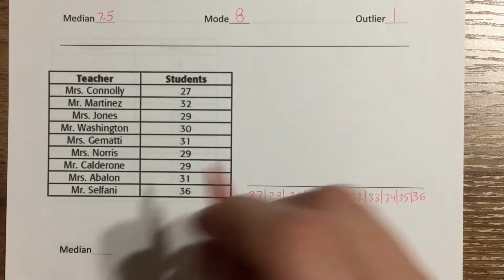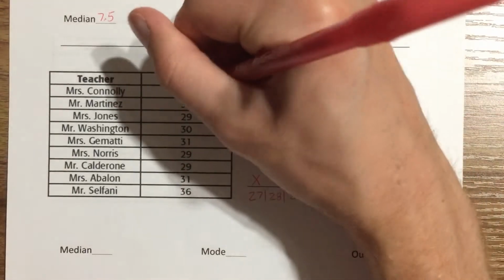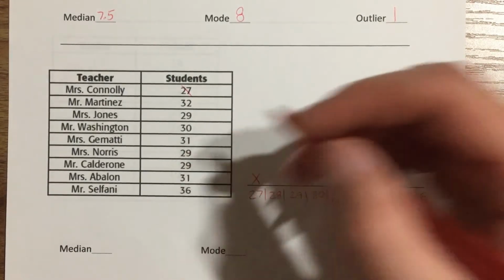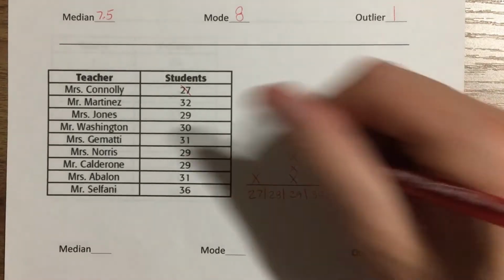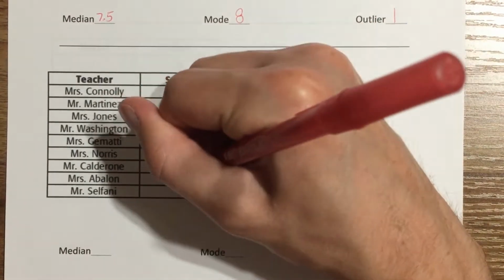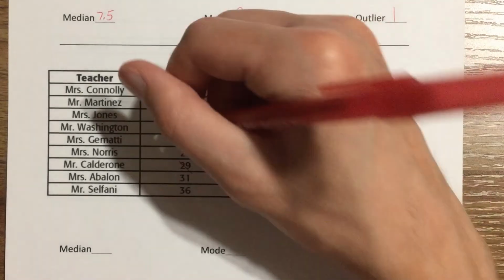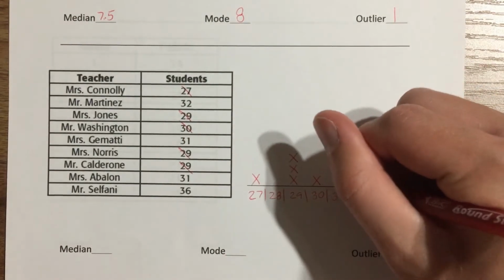So, how many 27s do we have? Looks like we have 1 27. We're going to put an X. Do we have any 28s? No. 29s? We have 1, 2, 3 of them. 3 29s. Cross them off. Do we have any 30s? Yes, we do. We have 1 30. Do we have any 31s? We do. We have 2 of them.